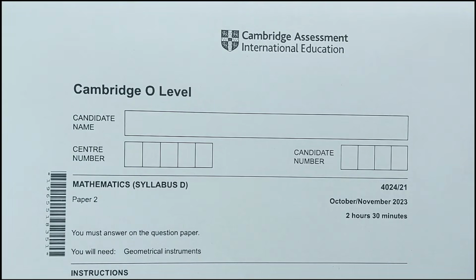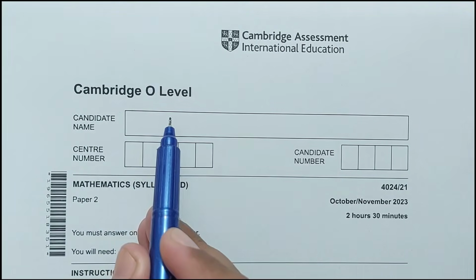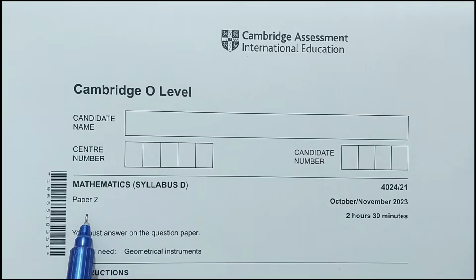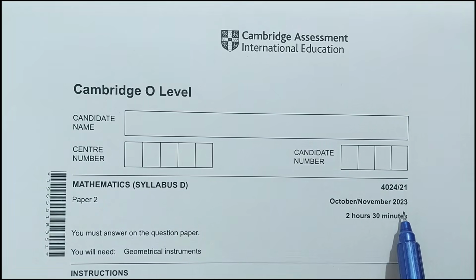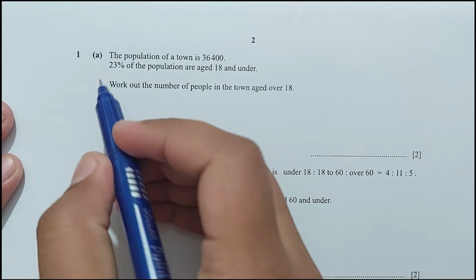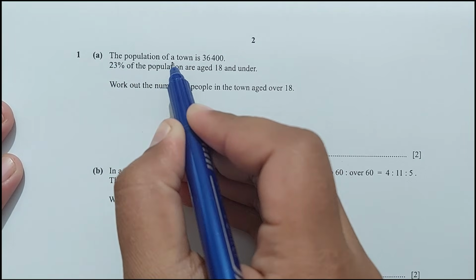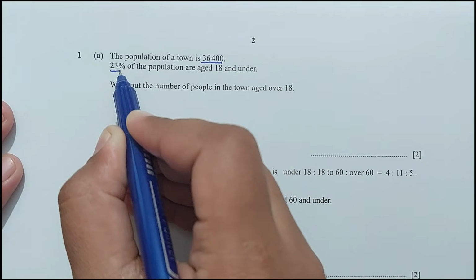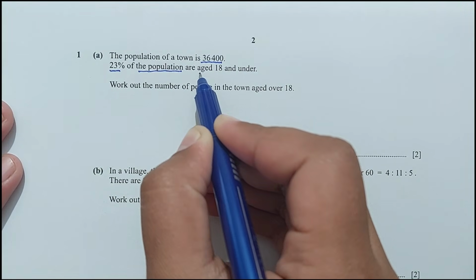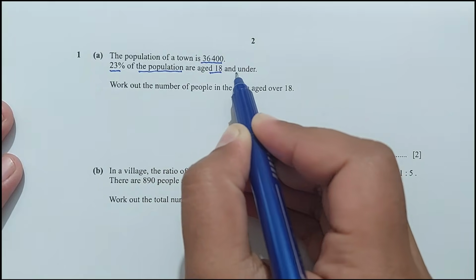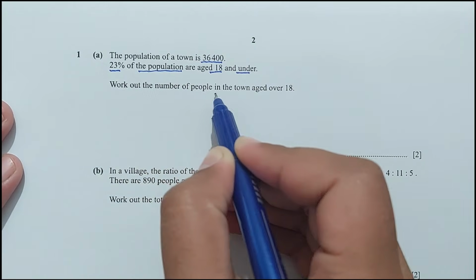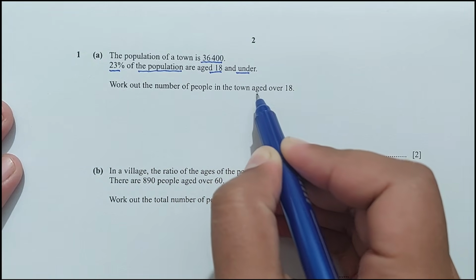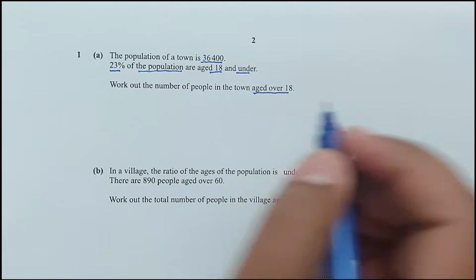Hi everyone, in this video I'm going to solve O-Levels Mathematics paper 2, session October-November 2023, paper 2-1. So let's start with the first question. Question number 1 part A: the population of a town is 36,400. 23% of the population are aged 18 and under. Work out the number of people in the town aged over 18.